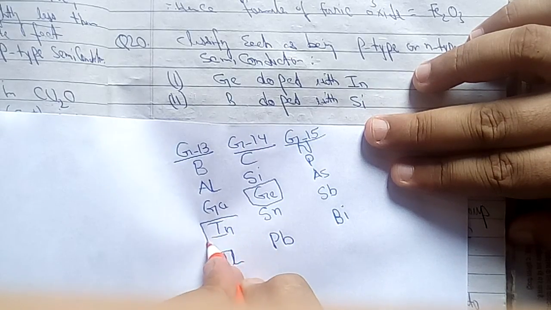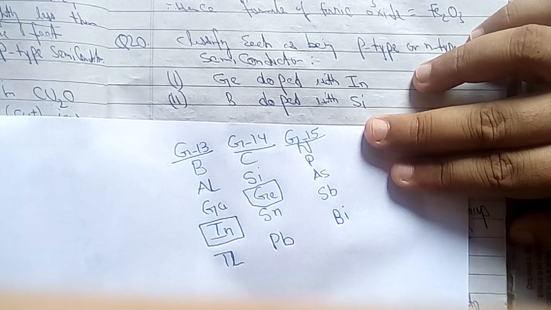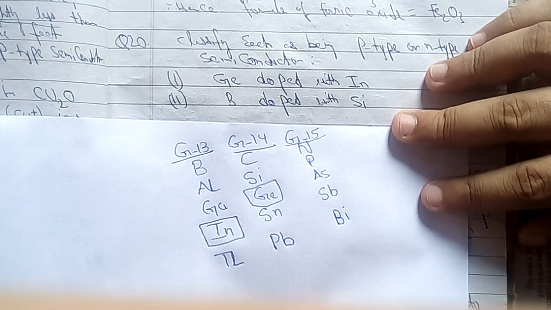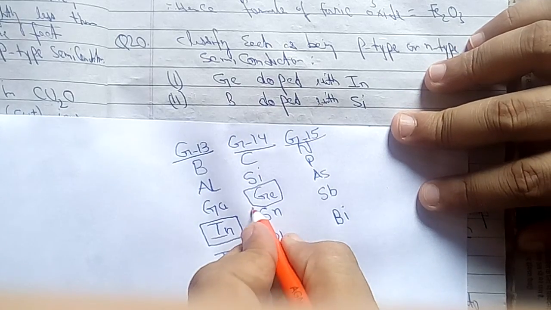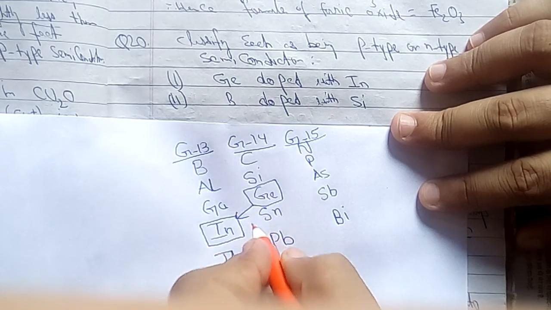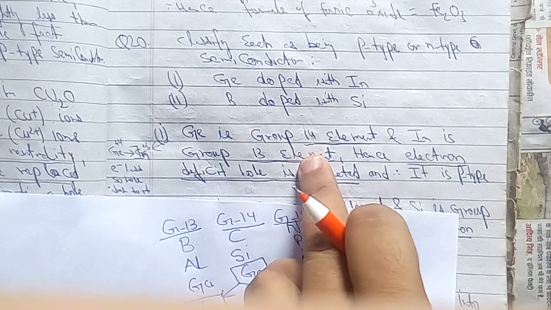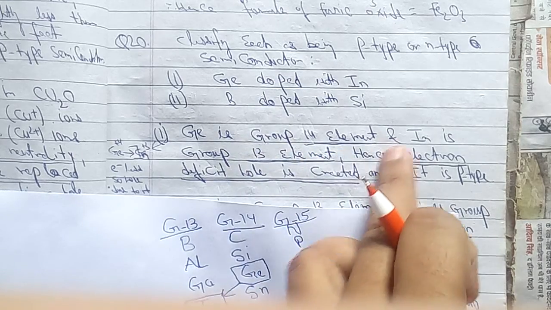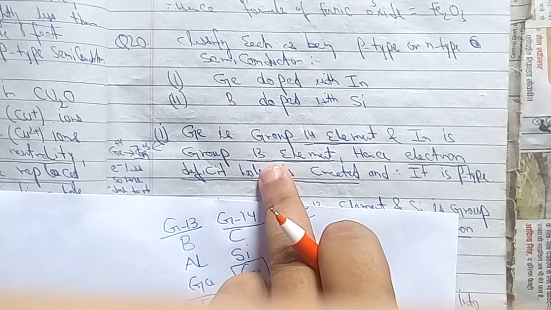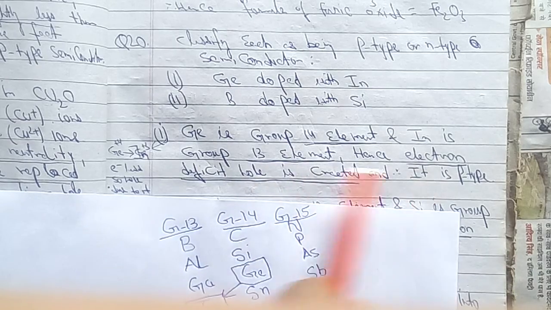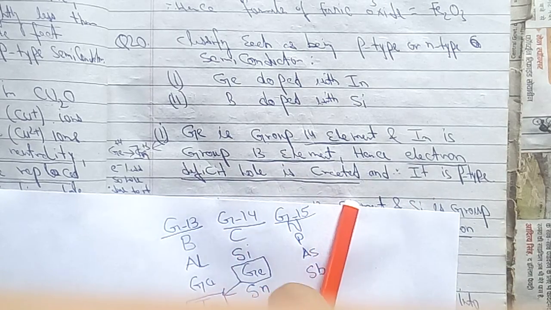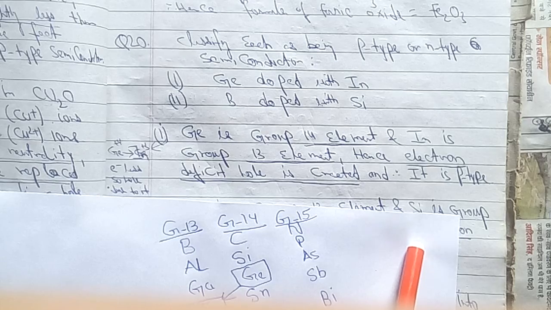Going back, germanium is going at the back. So if germanium is doped with indium, which type is it? Let's see the theory. Germanium is a group 14 element and indium is a group 13 element. Hence electron deficient holes are created, and therefore it is p type.